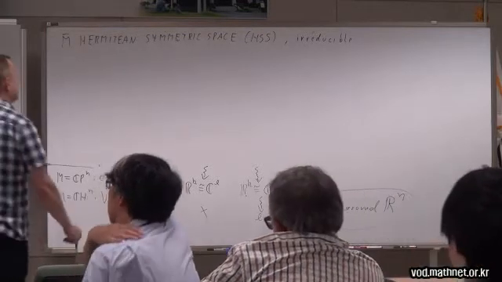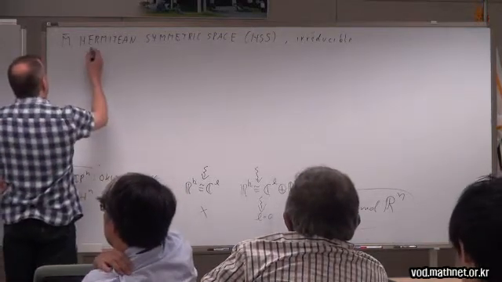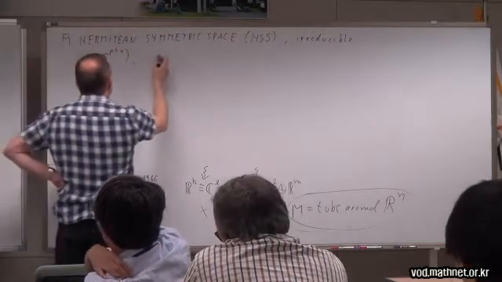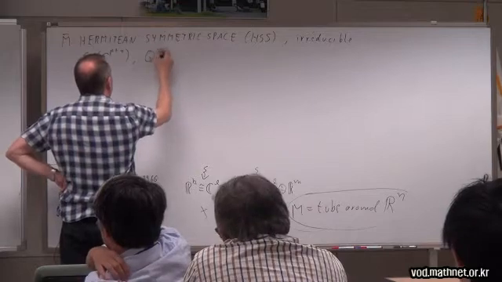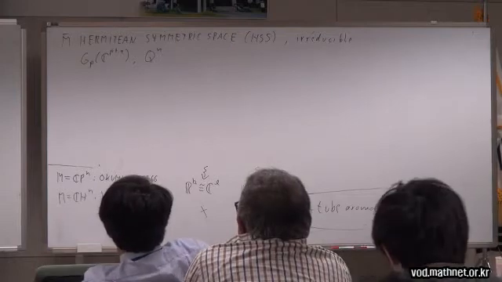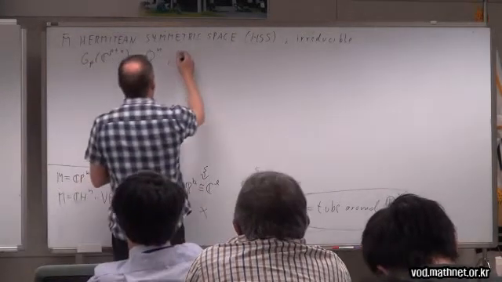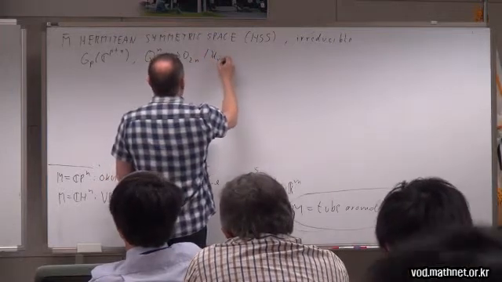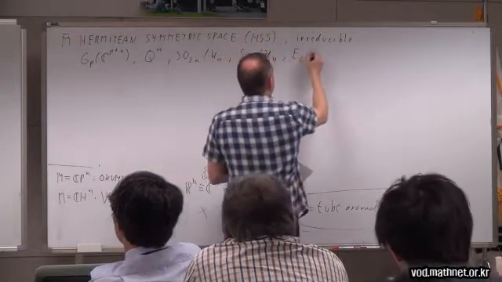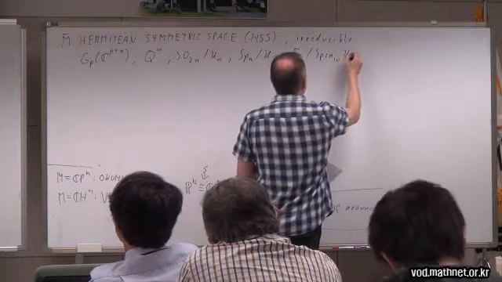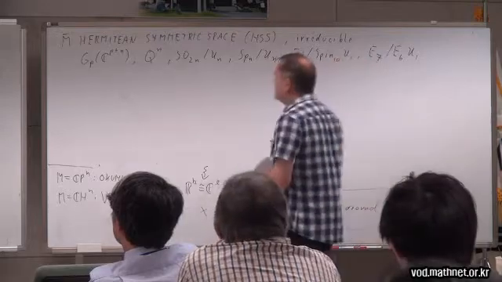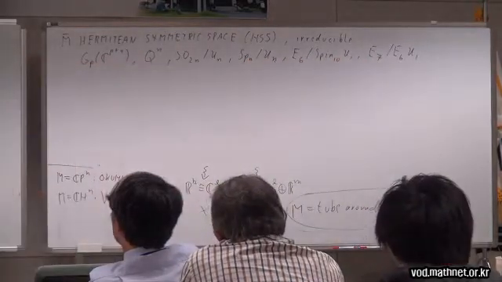So Hermitian symmetric spaces, maybe talk about the compact case. We have complex Grassmannians, or the complex quadric. So that's an example. Or SO2n over Un, Spn over Un, and then there are these two exceptional ones, E6 over Spin10 times U1 and E7 over E6 times U1. So these are the compact ones. It's a short list really.